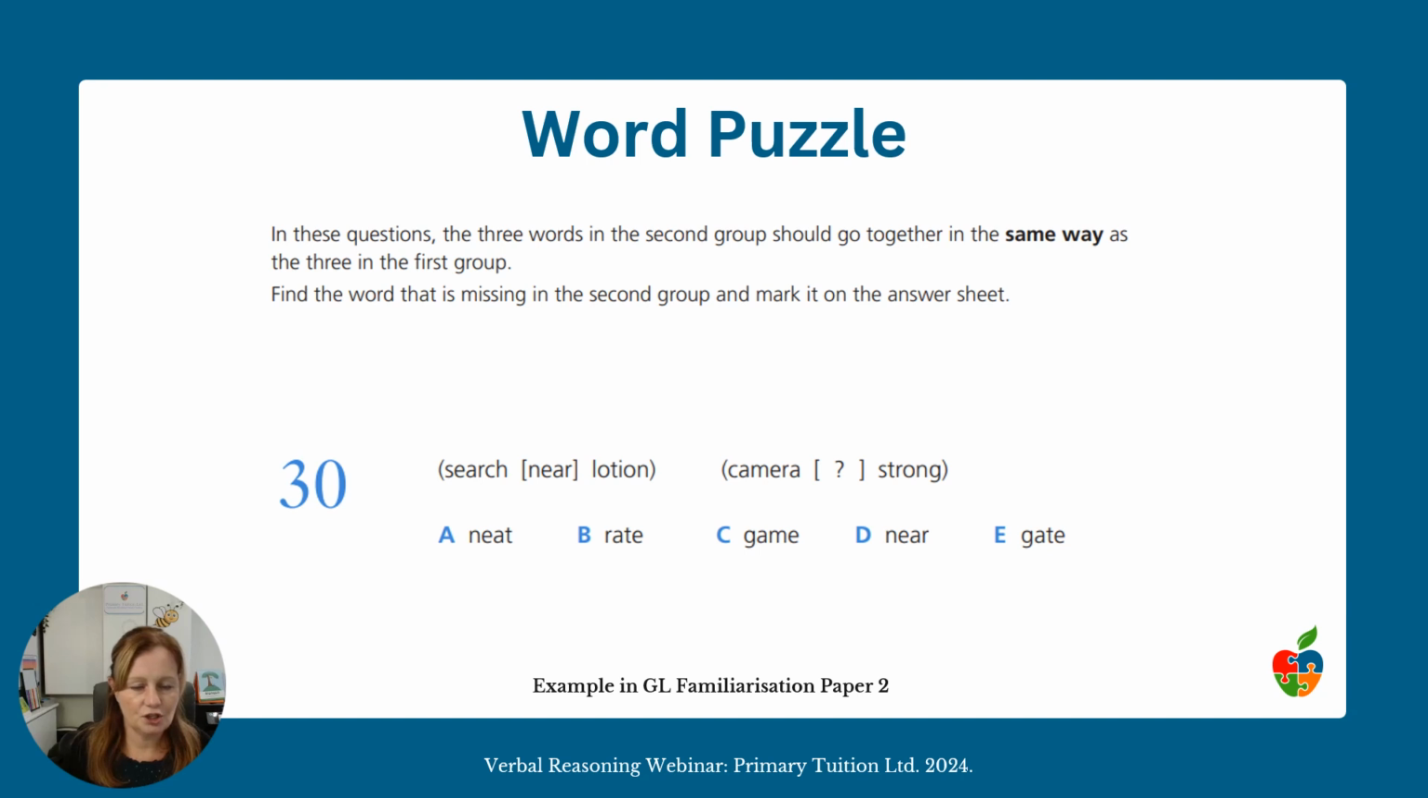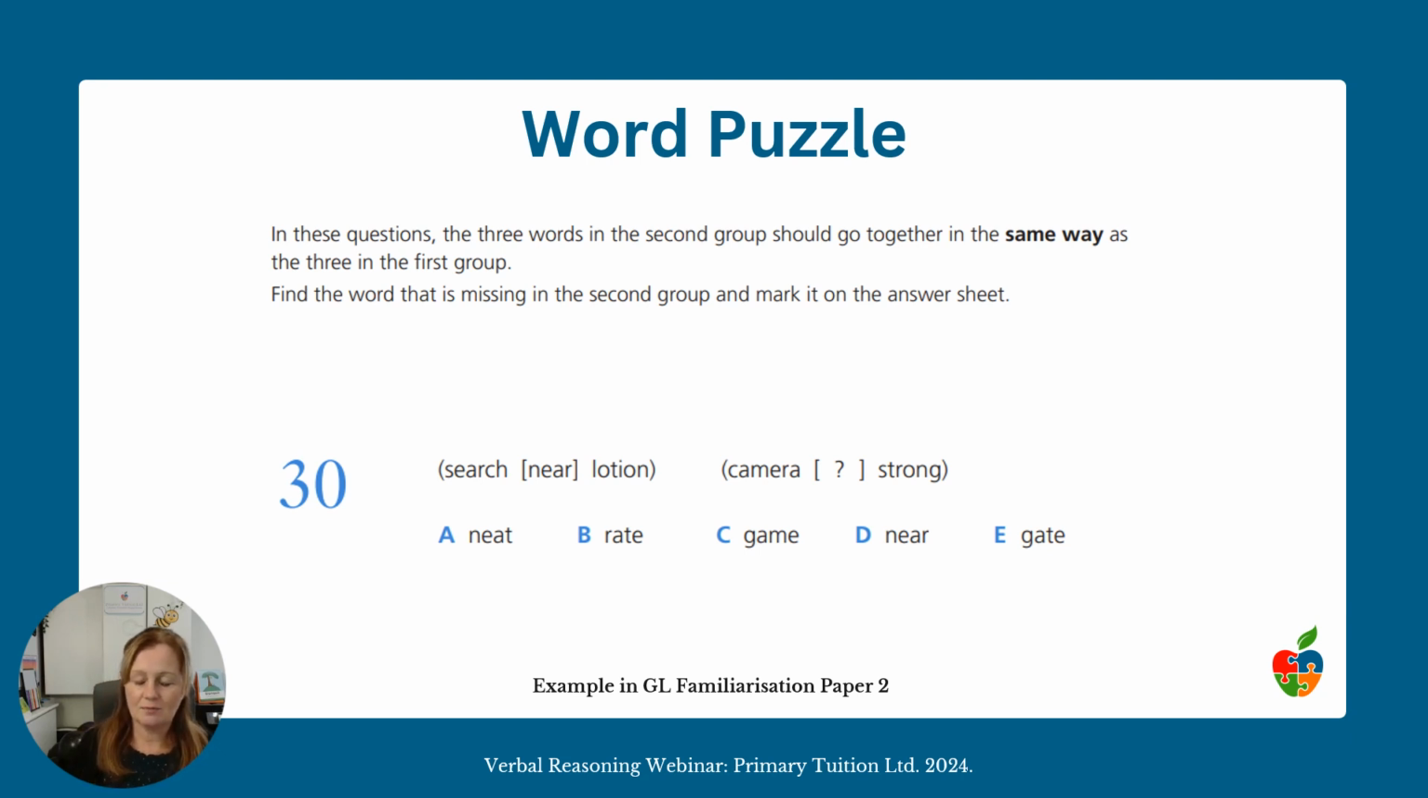So we look at the first set of brackets first. We've got search and lotion, and when those letters are muddled together, we end up with the word near. So the way I teach children to look at this is to number each of the letters. So near was made up with the 1st letter, the 2nd letter, the 3rd letter and the 4th letter. So when we come to camera and strong, we'll use the 1st letter, the 2nd letter, the 3rd letter and the 4th letter, and the answer is game.